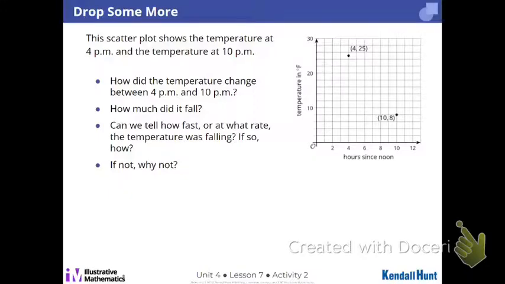You don't have this portion, but I do want to talk about it because there are some important things happening here. This is part of a scatter plot, and you can see here's hour 4. It's 25 degrees. Hour 10 after, not hour 10 after noon. So if it is noon, I guess it is 10, and it is 8 degrees.